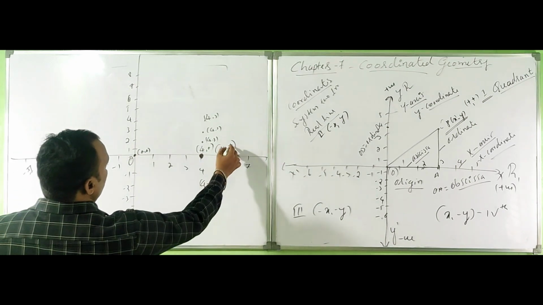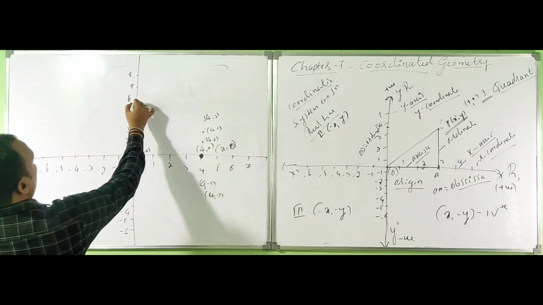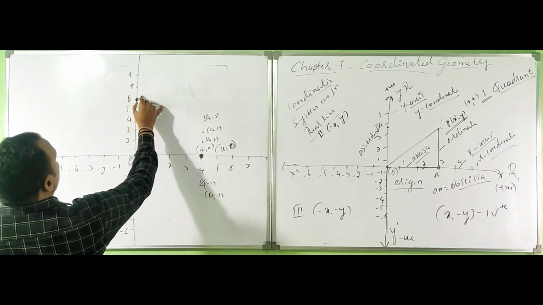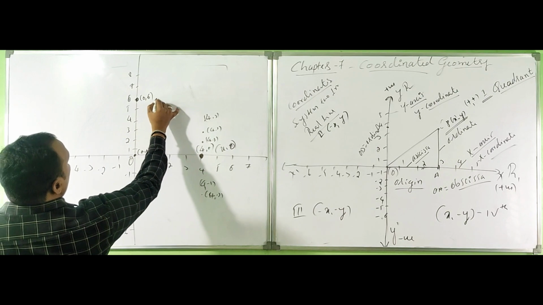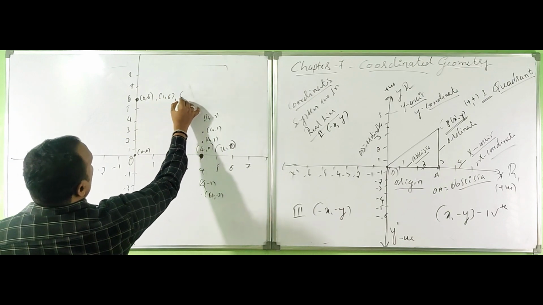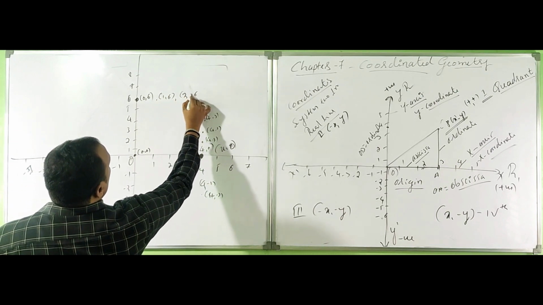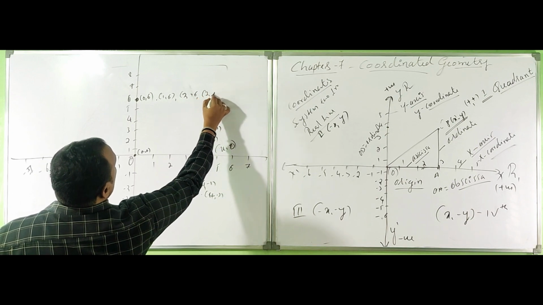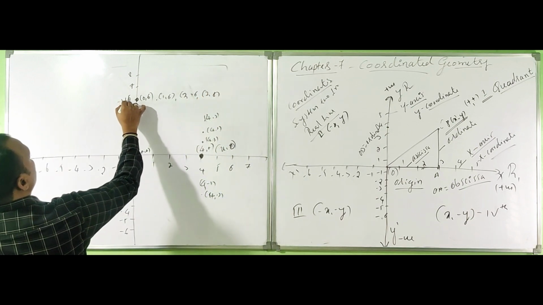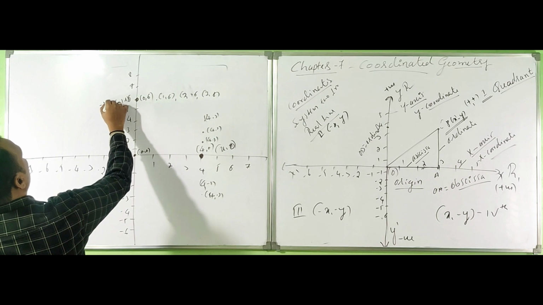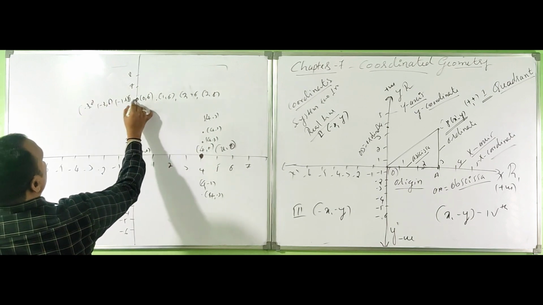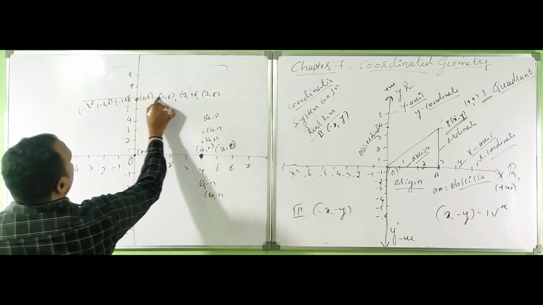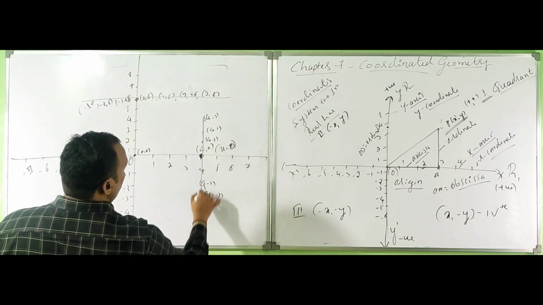Similarly, take the y-axis, what you can write as (0, 6), because the 0 line, and here you can write (1, 6), (2, 6), (3, 6), again also (-1, 6), (-2, 6), (-3, 6). This is the line. These are the points here.